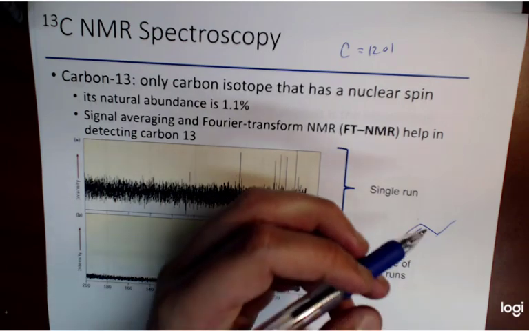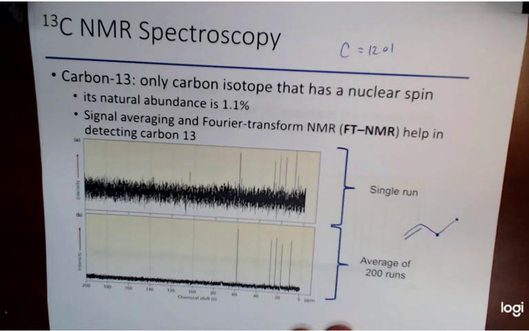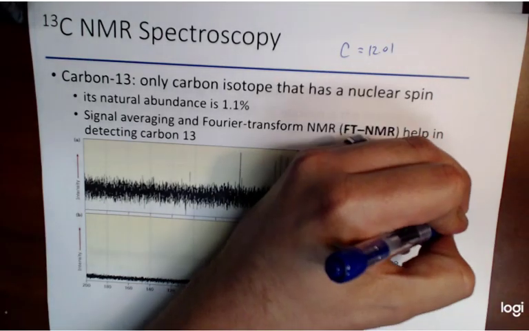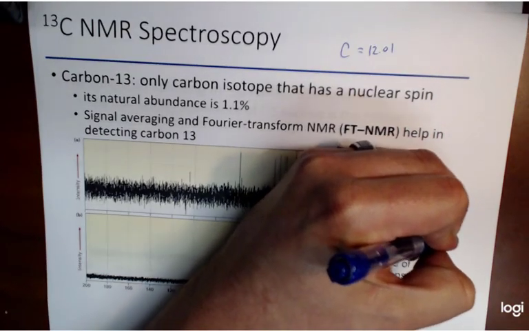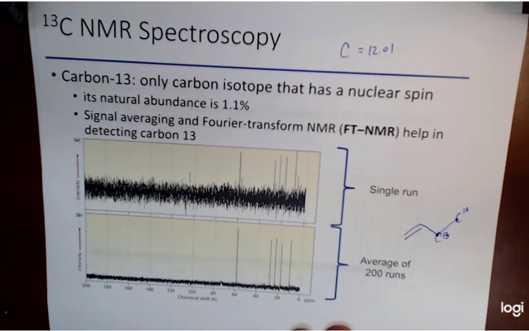And in order for, say, this carbon and this carbon to have splitting, both of them would have to be carbon-13, right? And what is the likelihood of that? Probability? Nil. Nothing. Not going to happen.